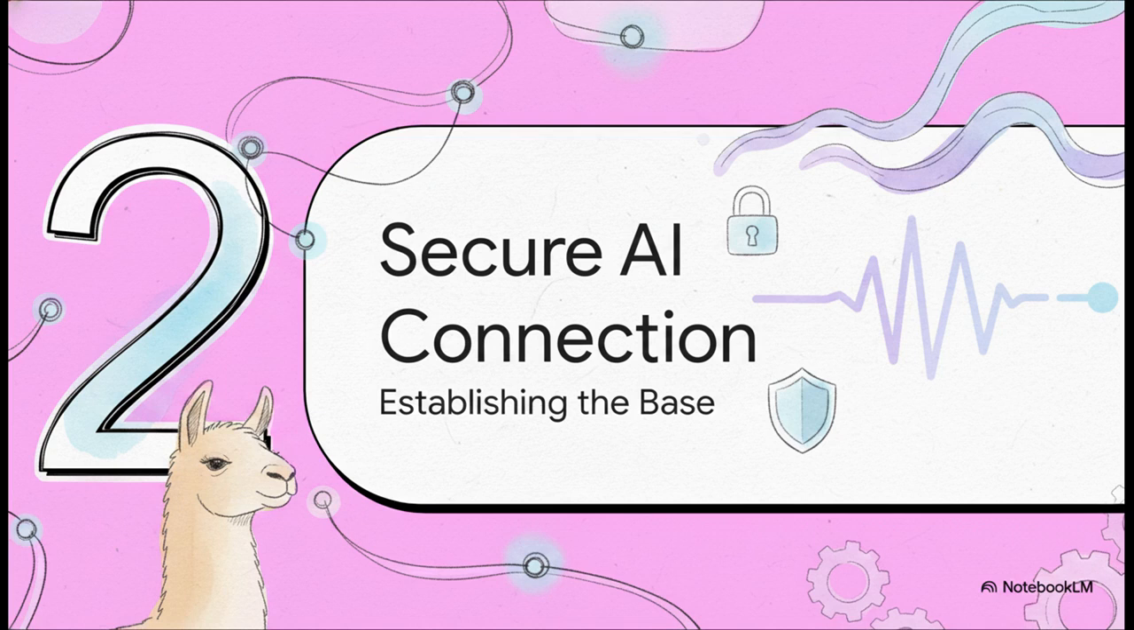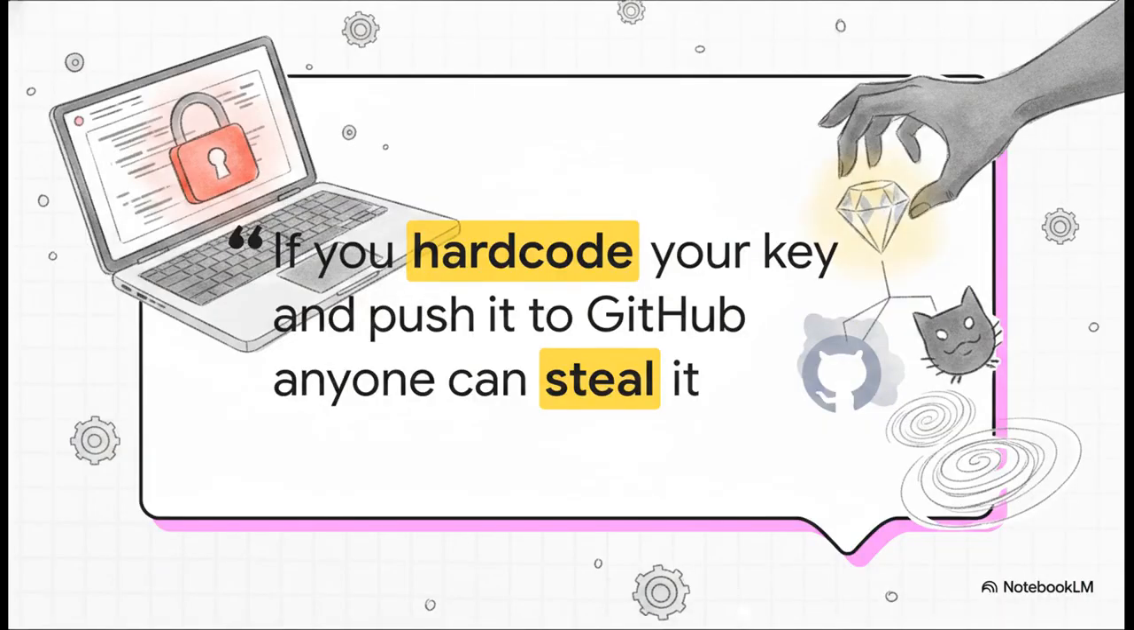Moving right along to part 2, securing the AI connection, establishing the base. Our first real technical hurdle is securely connecting to the Groq large language model and giving it a personality. But before we even touch the code, we need to have a very serious mentor moment. Never, ever hard code your API keys directly into your Python script. Honestly, this is the absolute biggest rookie mistake in software development. If you type your secret key into your code and accidentally push it to a public GitHub repository, anyone in the world can steal it, hijack your account, and rack up massive bills. No way we're letting that happen.